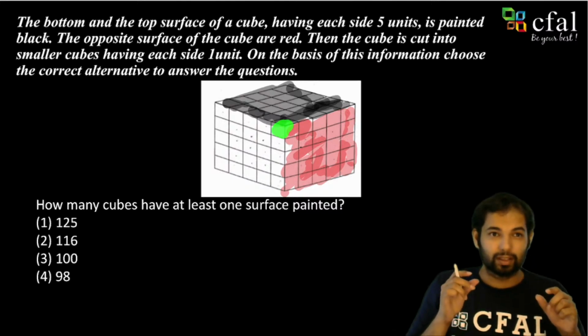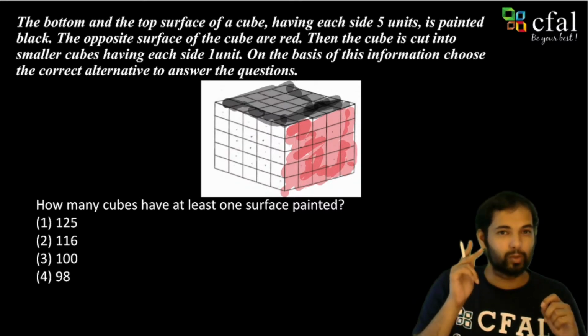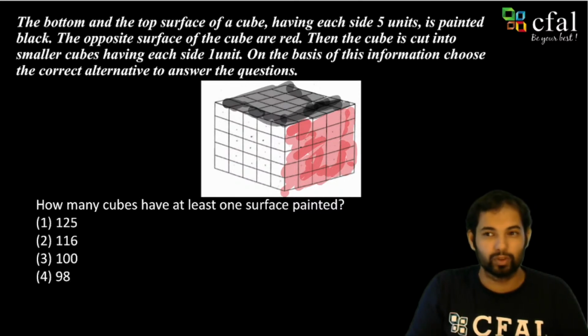Now the question is, how many of such cubes have one surface, at least one. Okay, so 2 doesn't matter. If 2 also is fine. So basically, how many of those cubes are colored?